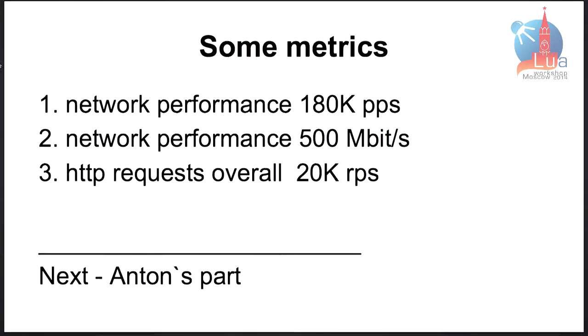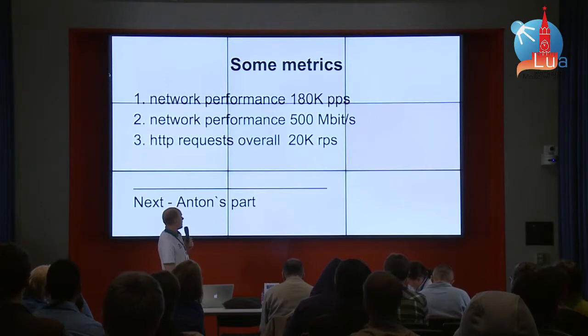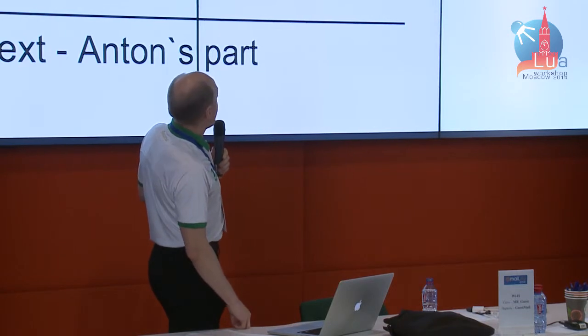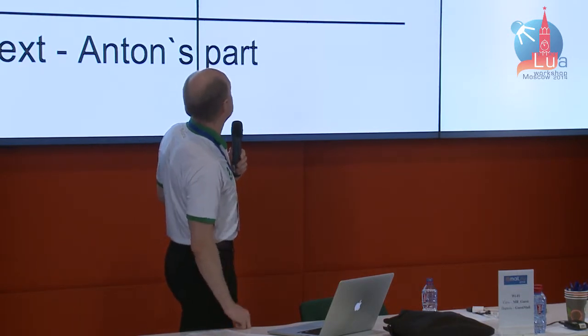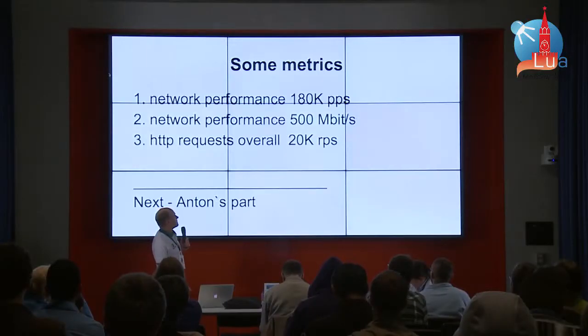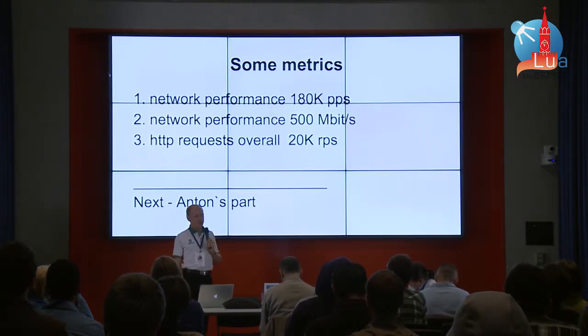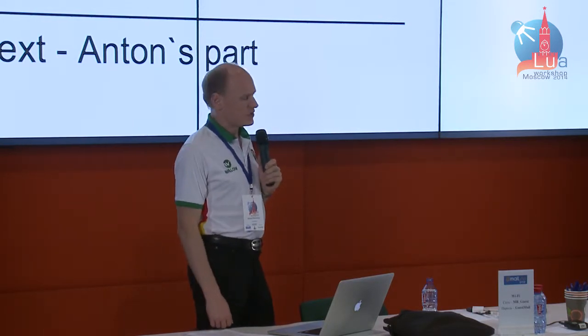So this is performance data of our solution. A single balancer can work with 180k packets per second, which is roughly 500 megabits per second total network throughput, and in terms of HTTP requests, that is 20,000 requests per second. 20,000 HTTP requests per second, which is, well, I suppose I can call this high load.